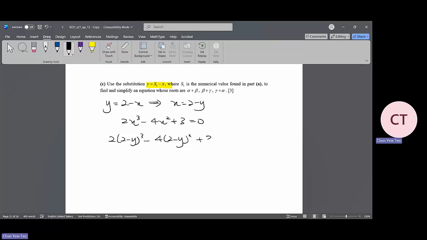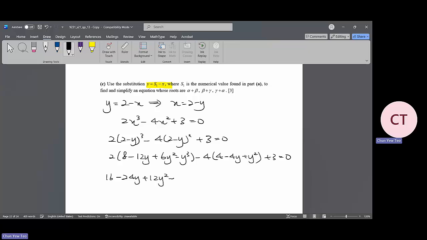Expand them carefully. Then you will get 8 minus 12y plus 6y squared minus y cubed, minus 4 minus 4y plus y squared, plus 3 equal to 0. So you get 16 minus 24y plus 12y squared minus 2y cubed, minus 16 plus 16y minus 4y squared plus 3 equal to 0.